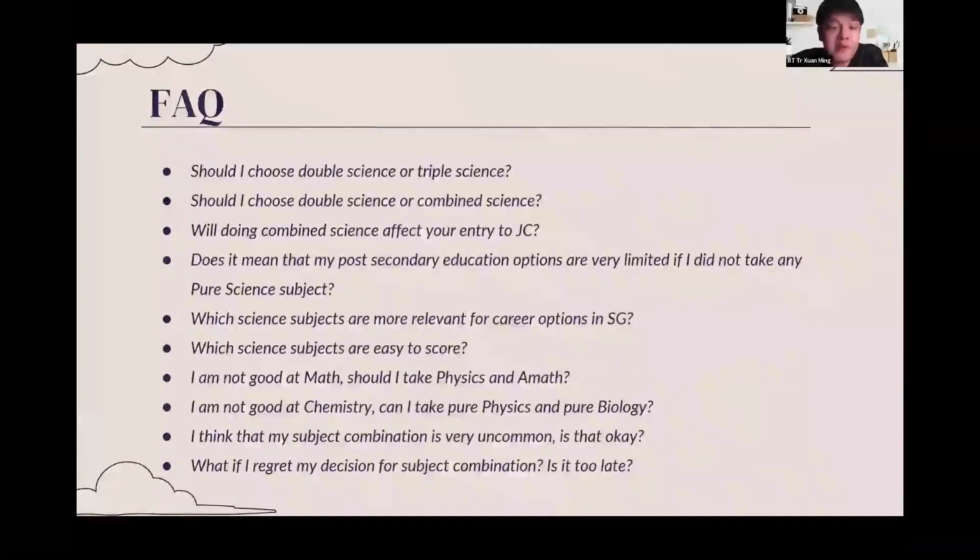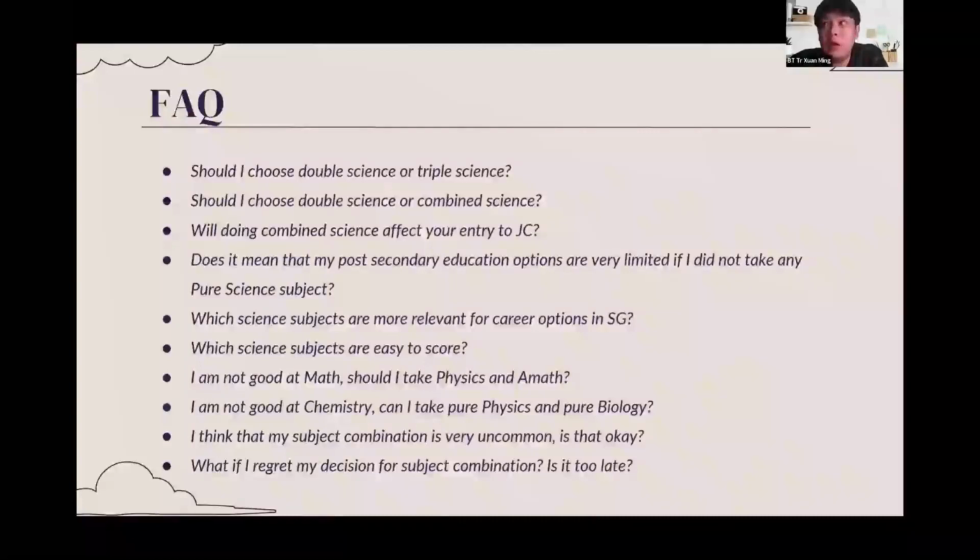If it was the former, if you regret your decision because you realize this is something that you do not like, is it too late? The answer is it's going to be tough to change the subject combination midway. This is a fact. However, please understand that usually, as long as you score well for your subjects, if you do well for your O-levels, your post-secondary options will definitely be wider. There'll be more options for you to choose, that's for sure.